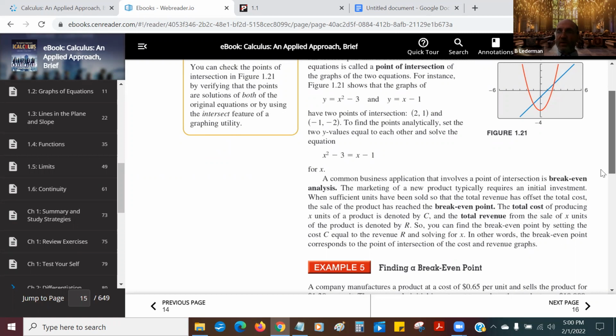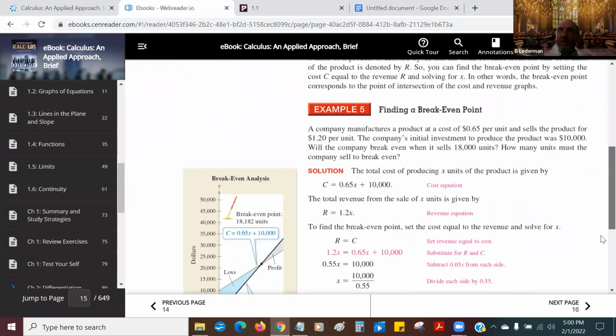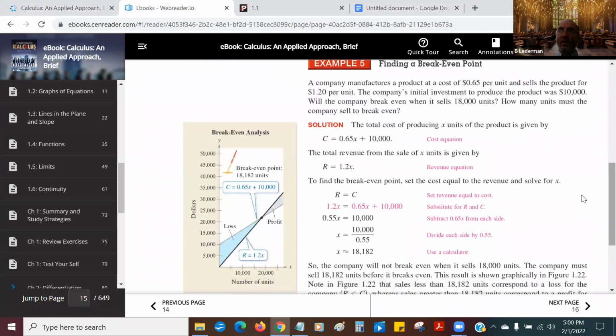So, break-even point. A company manufactures a product at a cost of 65 cents per unit and sells the product for $1.20 per unit. The company's initial investment to produce the product was $10,000. Will the company break even when it sells 18,000 units? How many units must the company sell to break even?